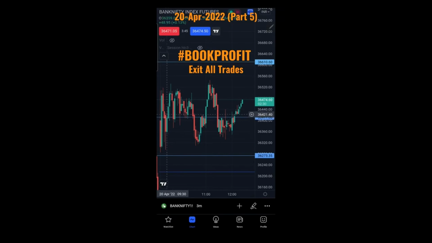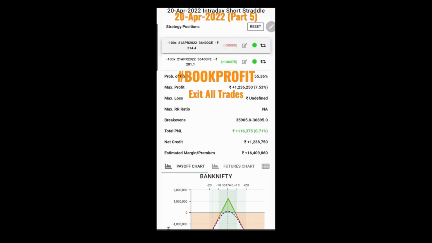We have taken our trade in the beginning of the day, and right now the market is at around 36,470, and it's been more than 2.5 hours and we have gained enough theta decay to make a decent profit. So let's see what has happened in our trading strategies, and we are going to book profit over here and exit all trades. In short straddle we are looking at a loss of 30,000 in call short, and in put short we are looking at a profit of 1,46,375. In total we are looking at 16,375 profit, that is 0.7%.